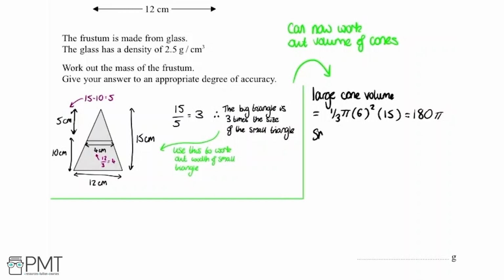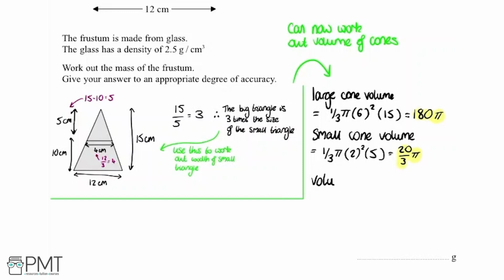Next, we're going to do the same thing for the small cone. So we're going to have a third multiplied by pi, multiplied by the radius, that's half the diameter, so 2 squared, multiplied by the height, so of the small cone that's 5, and using the calculator that's 20 over 3 pi.